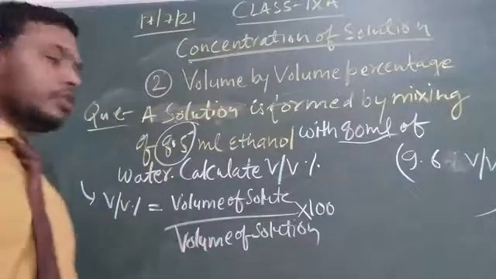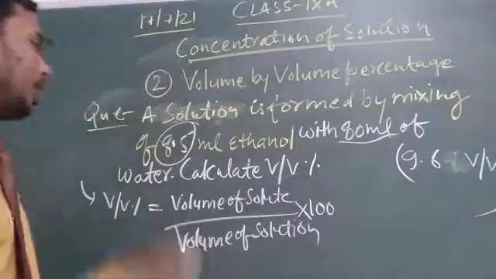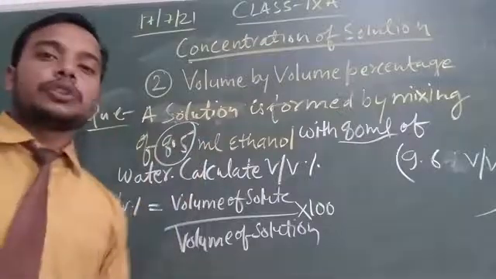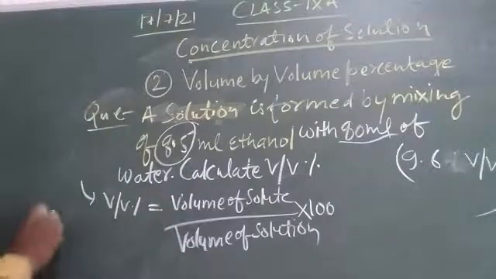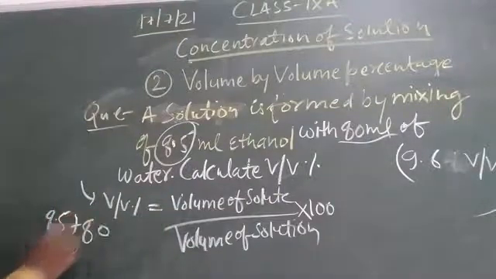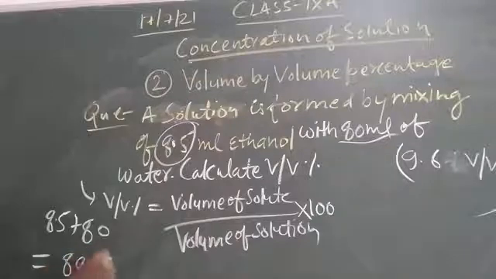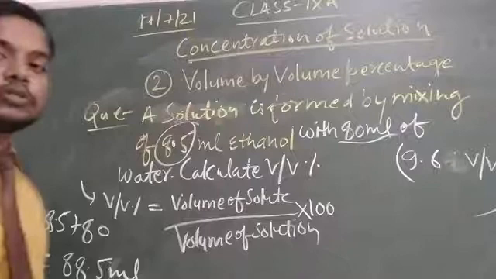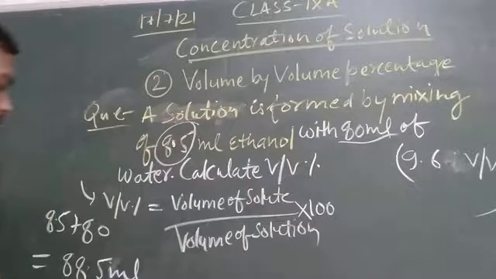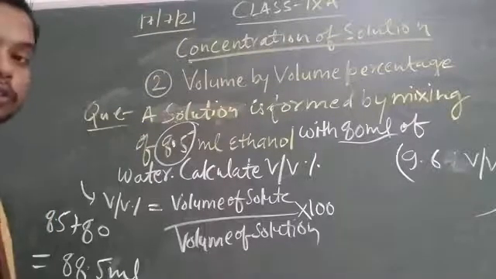If you add both, you will get the volume of the solution. So 8.5 plus 80 is equal to 88.50 ml is the volume of the solution.